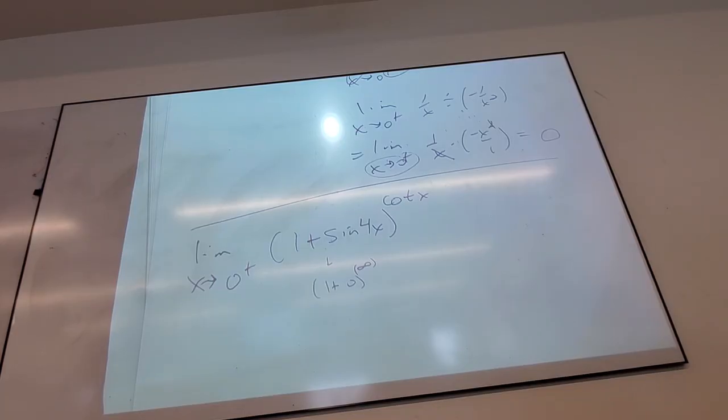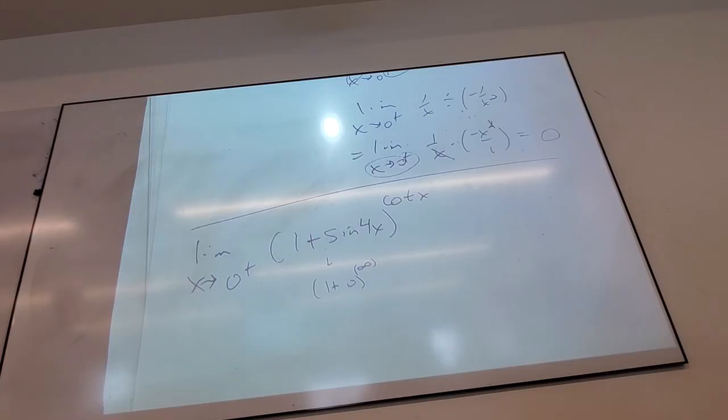Do you agree with me that the inside goes to 1, because the other part's going to 0? Does it ever get to 1? Does sine ever get to 0 if I'm approaching 0? That's what the limit does. No, it never gets there, correct? It's really close. What is 1 to any power? 1. What is anything that's not 1 to the infinity power? Infinity. Yes? You guys with me?